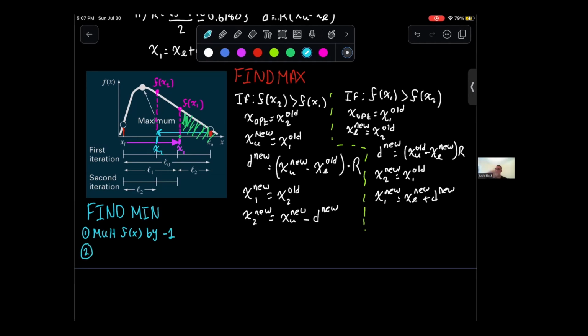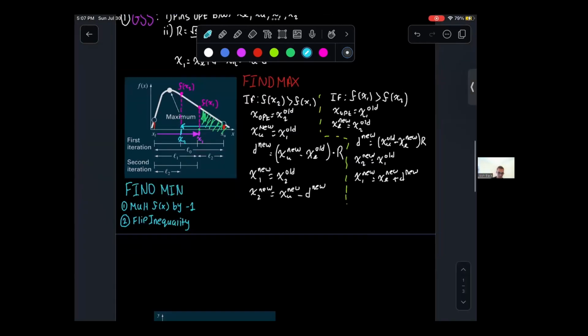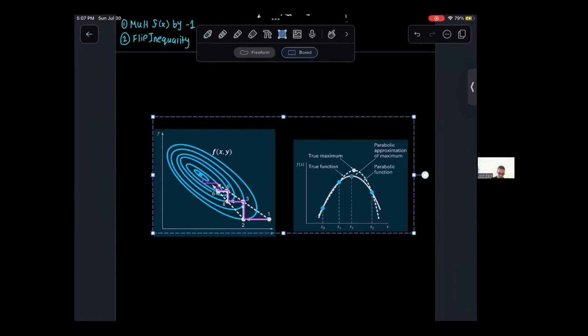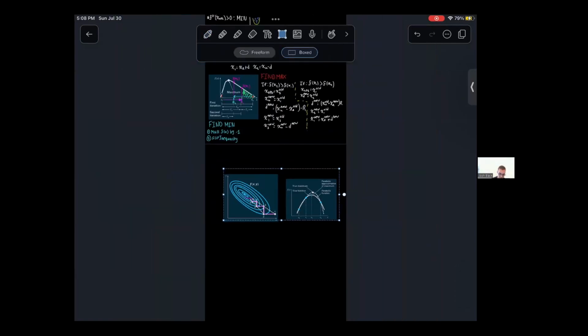If it doesn't flip my function over the x-axis, I can flip my inequalities. By flipping these inequalities, it makes sure I find a minimum. I'm going to move these two pictures, but I am going to need them a little bit later.